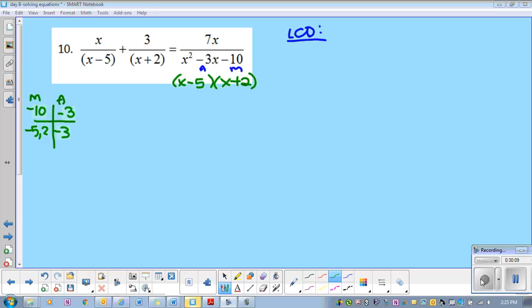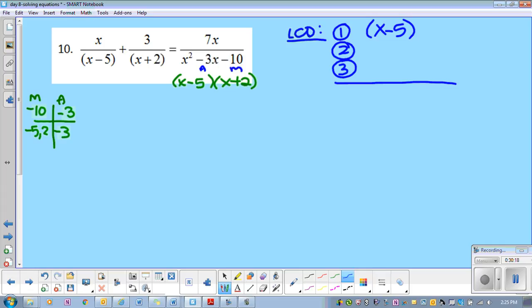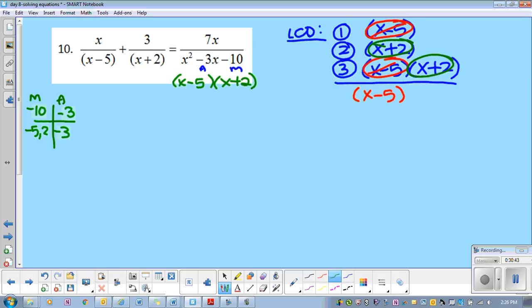So let's go and find the LCD. I mean, this really isn't bad at all. Fractions 1, 2, and 3. Fraction 1, we have x minus 5. Fraction 2, x plus 2. Fraction 3, x minus 5 times x plus 2. What do you see that's more than 1? x minus 5 and x plus 2. So that means that is my LCD.